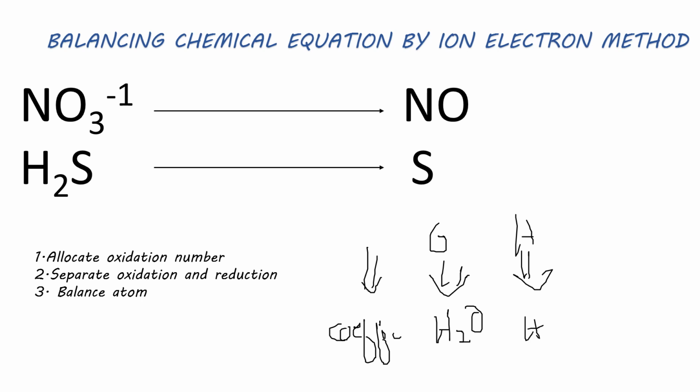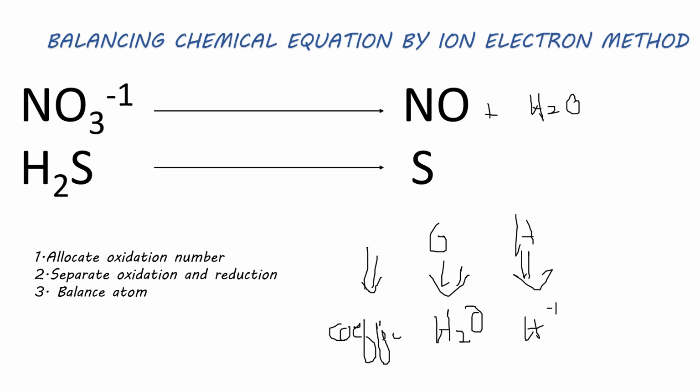Now here in the first equation, if you're gonna have a look, basically NO3 minus is becoming NO. That basically means that here is the oxygen, right? So we're gonna place here H2O to balance it. So it will be plus H2O. Now balance it normally. First we're gonna balance it both.